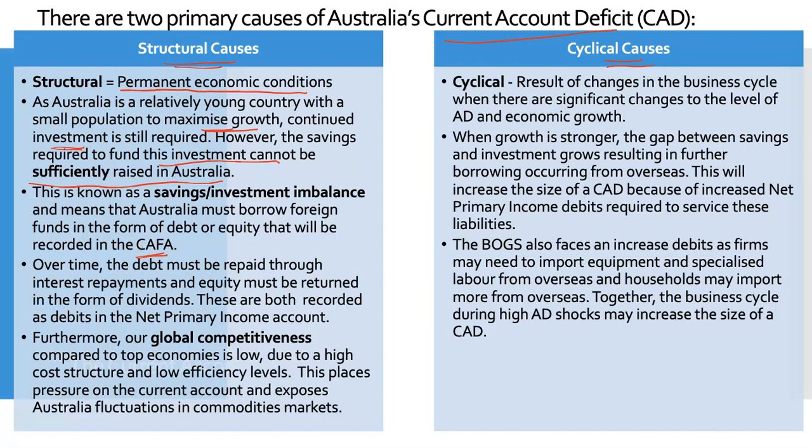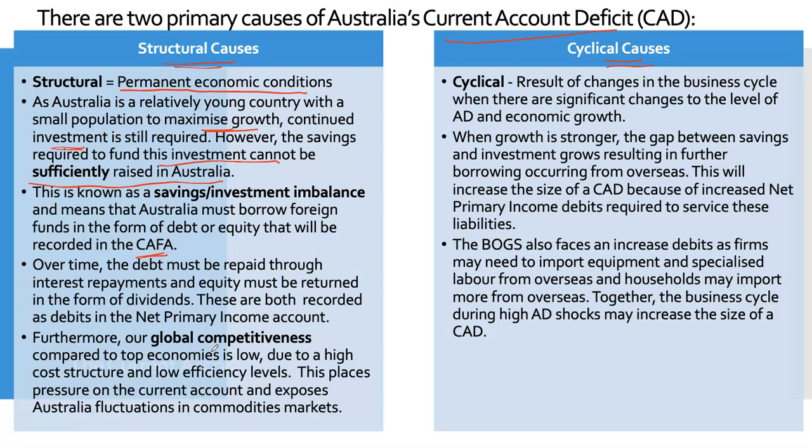Furthermore, the global competitiveness of us compared to other economies is quite low. And this is because we actually have a high cost structure, we have high labour costs, and we're, unfortunately, not that efficient. That combines with the fact that we are relying largely on mining exports, which go up and down in price quite a lot and which we can't control. When the mining booms are not occurring or prices are low, we often have structural, permanent reasons for us to have our deficit.